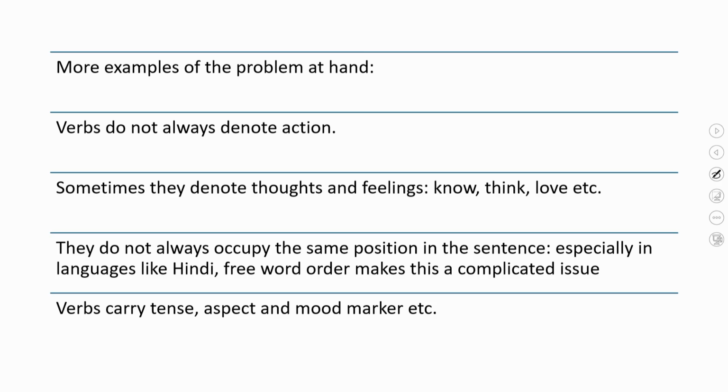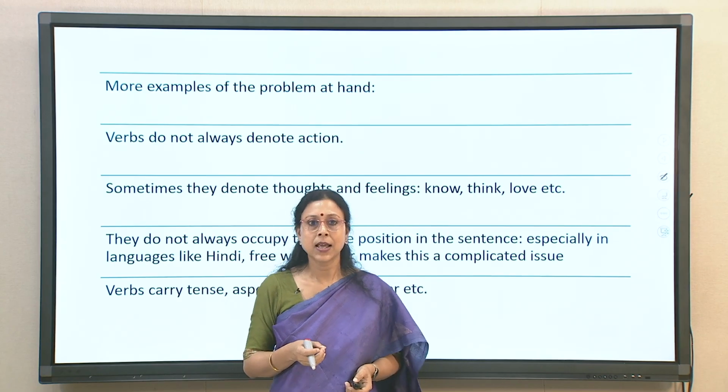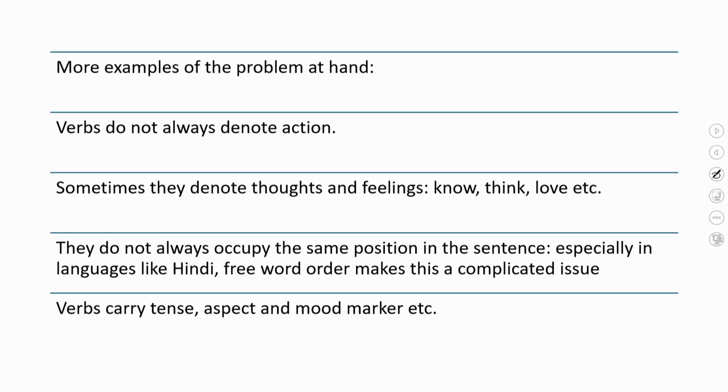If you understand that X is done to Y, so there is a verb that needs an object. There is an agent, there is an object on which the action happens, and so on. But there are cases where verbs do not actually denote action. What will happen there? For example, we also have verbs of thought, verbs of feeling, and so on. So, to know, to think, to love, all these are also verbs. So, they do not always occupy the same position in the sentence either, especially in languages like Hindi.